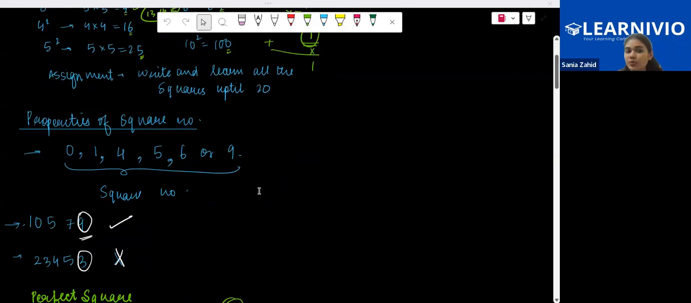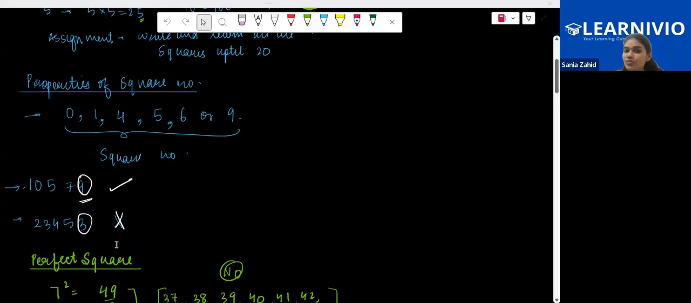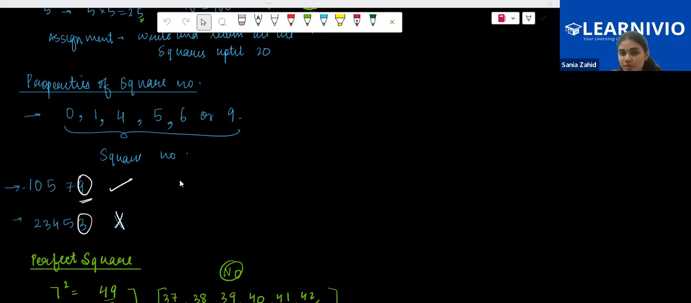Then we came to properties of square numbers. So what was the first property of square numbers? That basically all the perfect square numbers end with certain digits. And what are those digits? 0, 1, 4, 5, 6, and 9. Okay, so all the square numbers will end with these digits only. Like 10579. This number is a perfect square or not, we can tell just by looking at the last digit. So here the last digit is 9, so it can be a perfect square number. Then in 2, 3, 4, 5, 3, the last digit is 3, and we know that perfect squares do not end with 3. So it is not a perfect square number.